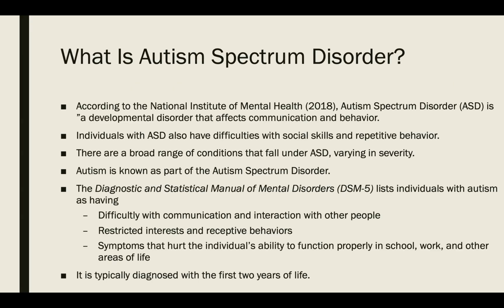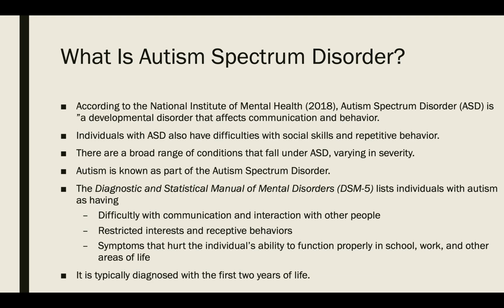I started with a little description about what autism spectrum disorders are. I think this can be a controversial topic in the world today, so it was nice to just have a little overview. The National Institute of Mental Health describes autism spectrum disorders as a developmental disorder that affects communication and behavior. These individuals have difficulties with social skills and repetitive behavior. There are a broad range of conditions that fall under autism spectrum disorders that vary in severity.